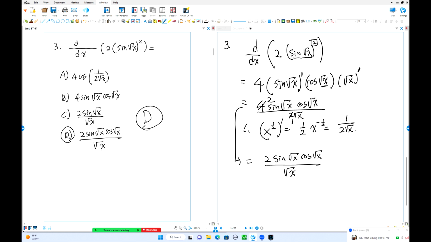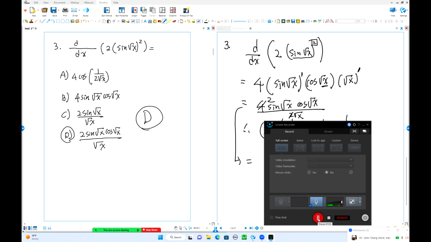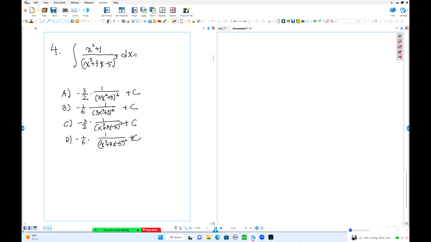Okay, can you figure out this one by yourself? Try this one more time, okay, by yourself, okay? I'm going to pause the recording, okay? This is number 4. I'm going to do it one more time. The integral of the numerator, x squared plus 1, over x cubed plus 3x minus 5, dx. This is a cube. Okay, how can you find antiderivatives?